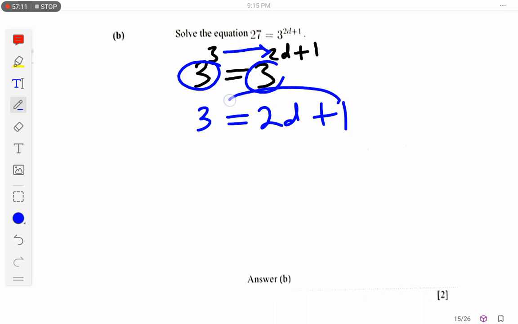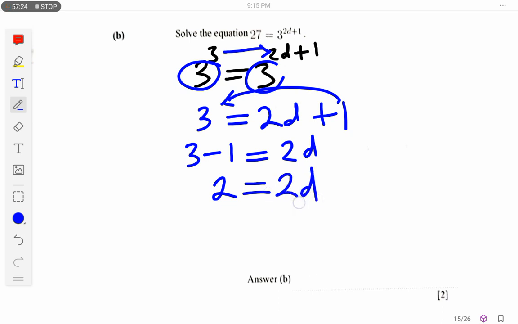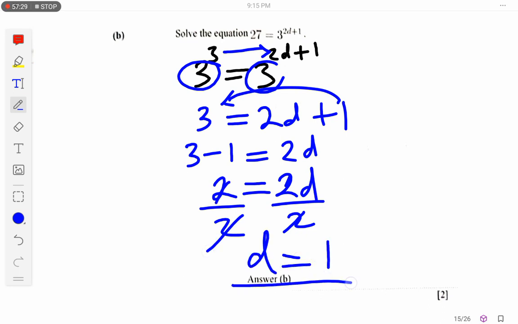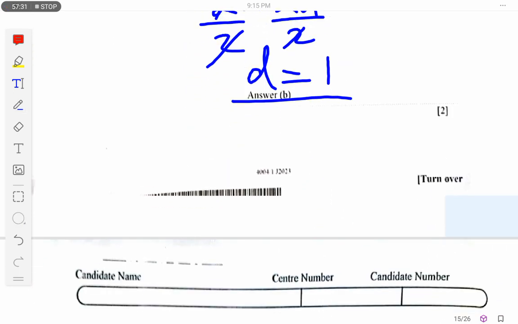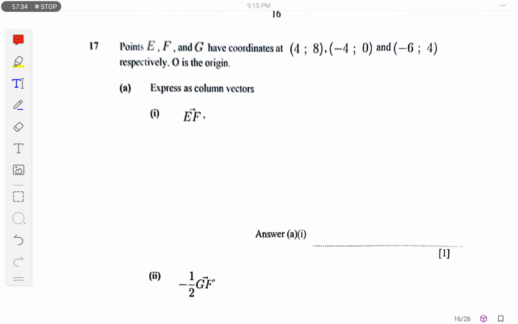I can take my 1 there, it becomes a minus. So I have 3 minus 1 equals 2d. So 3 minus 1, that's 2, equals 2d. We divide by 2, this cancels off each other. So it means our d equals 1. Fine, let's move on. Number 17.